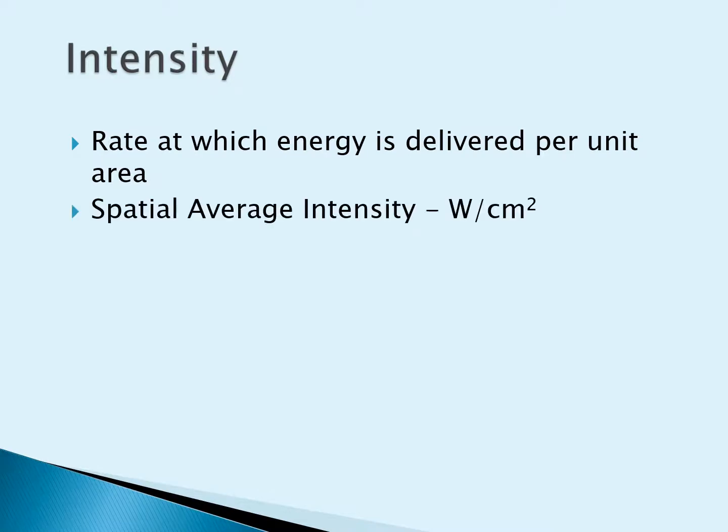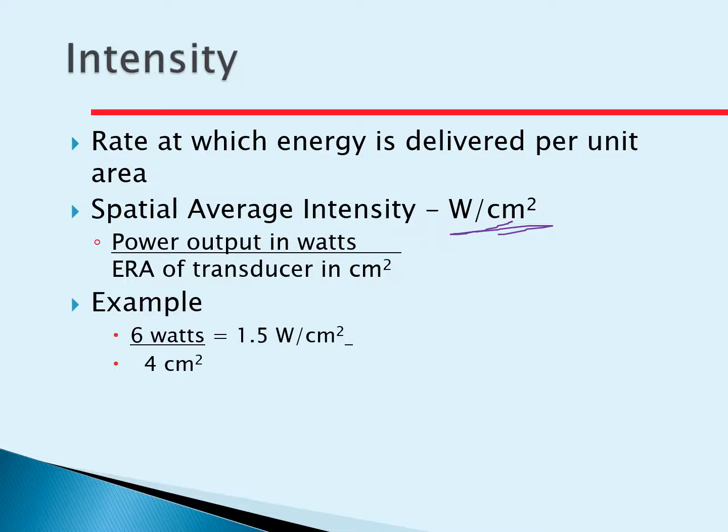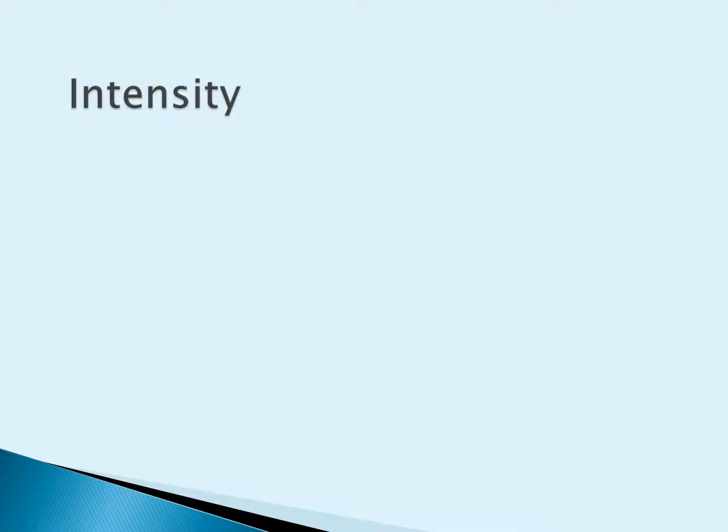Intensity is the rate at which energy is delivered in units per area. So spatial average intensity is going to be watts per centimeter squared. Power output in watts divided by the transducer space in centimeters squared is how it's calculated. So if we have 6 watts being delivered over a 4 centimeter sound head, that means it's going to be delivering about 1.5 watts per centimeter squared.